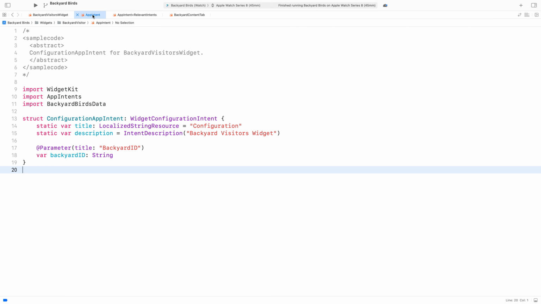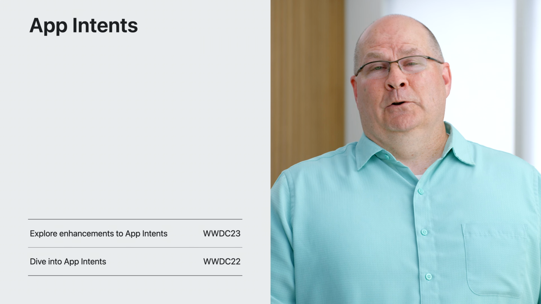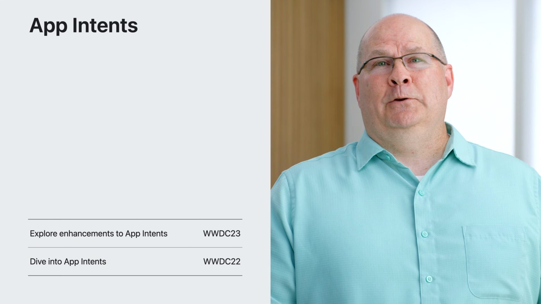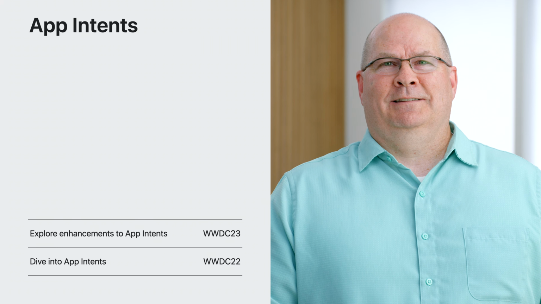Each yard in Backyard Birds has a unique ID. I've already added a parameter named Backyard ID, so this can be used to create a set of widget intents, one for each yard identified by their Backyard ID. For the widgets we're building, that's the only parameter we need. To learn more about app intents and how to further use widget configuration intent, check out these sessions about app intents. We have our widget structure defined and a widget configuration intent that can hold a Backyard ID.